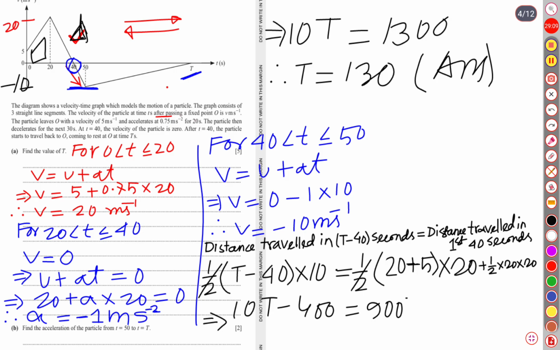Then let's move on to the next question. The immediate next question says, find the acceleration of the particle when t is equal to 50 to t is equal to T, and T means uppercase T, which we have already obtained, which is 130. So the acceleration between 50 until 130, if I erase the unnecessary parts from the figure. They have told us to find this acceleration. And the final time when the particle came back to the origin was 130.